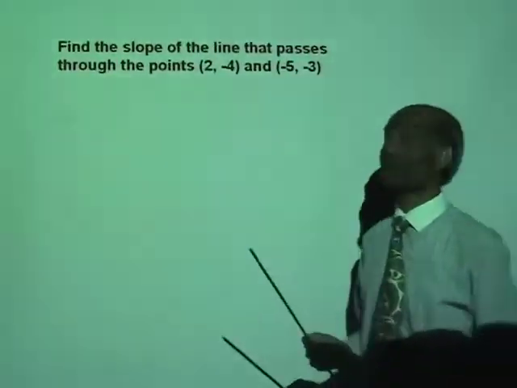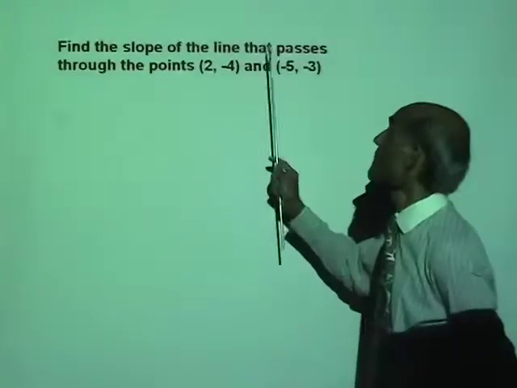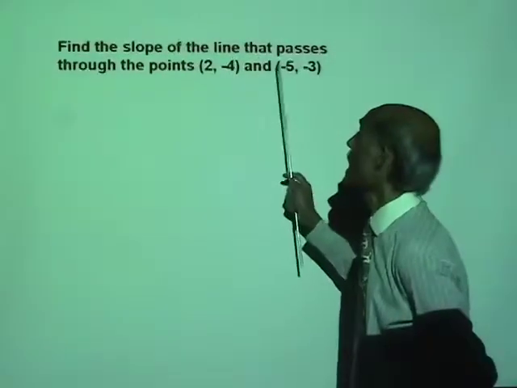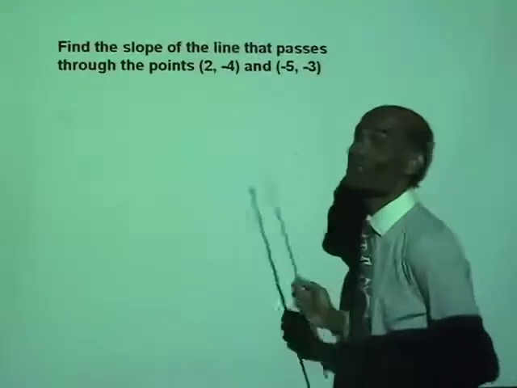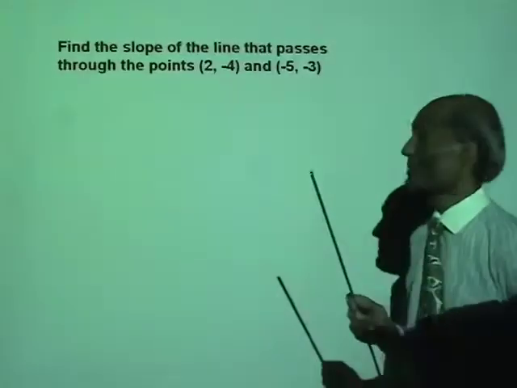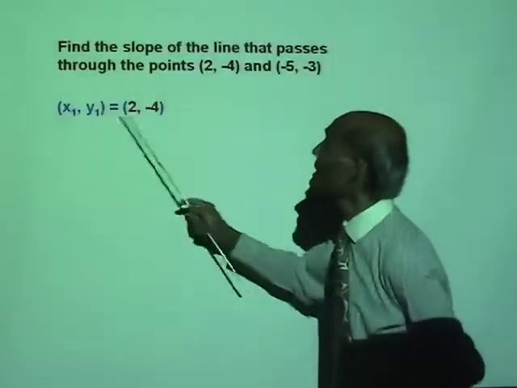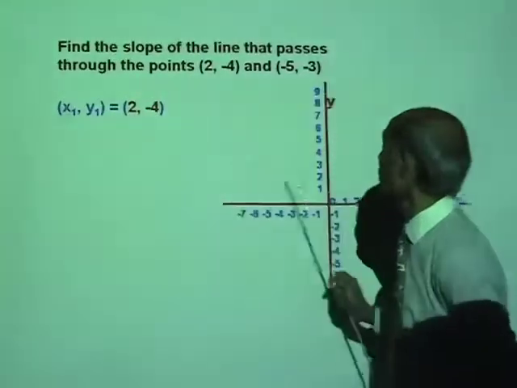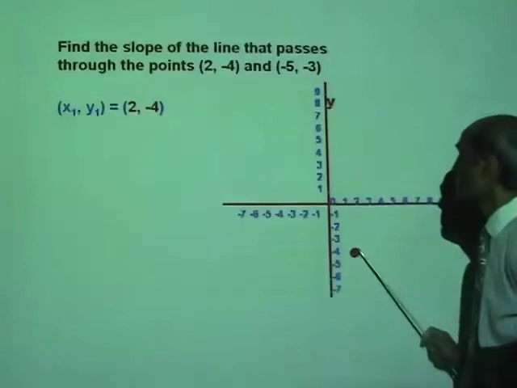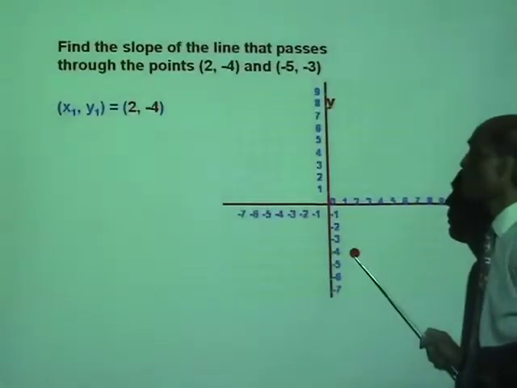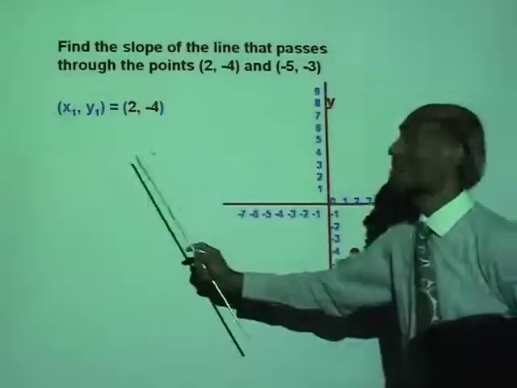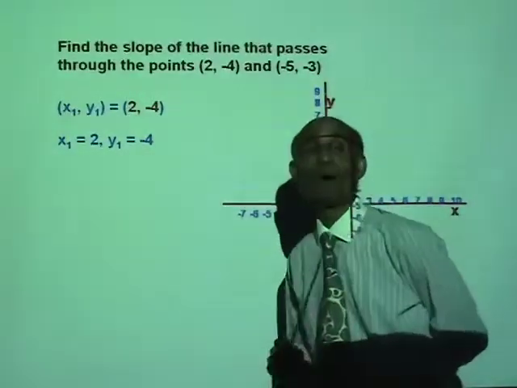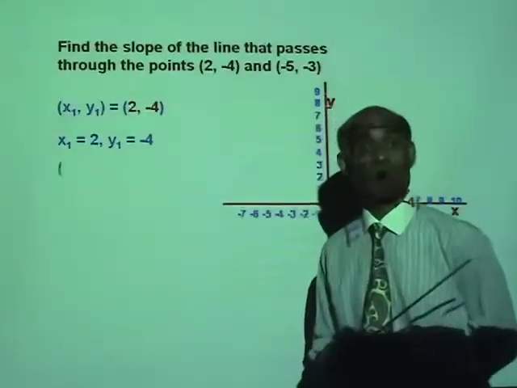Let's try this one. Find the slope of the line that passes through points 2, negative 4, and negative 5, negative 3. Well, our first point x1, y1 is 2, negative 4. So let's mark that. X equal to 2, y equal to negative 4. That is our first point. It means the value of x1 equal to 2, the value of y1 is negative 4.